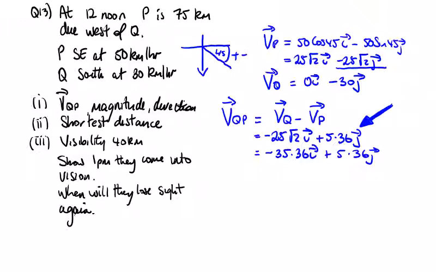Okay, so that's the velocity of Q relative to P. So let's just do a quick sketch, and then we'll write down their magnitude and direction. 75 kilometers.